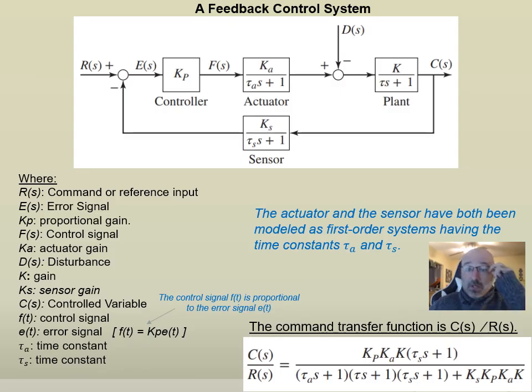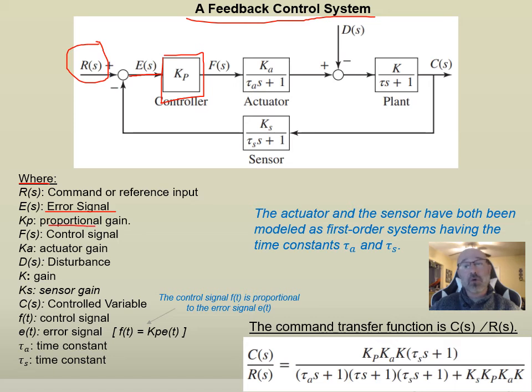So now we're going to look in a little bit more detail at the individual components of this feedback control system right here. We can see we start off with our R(s). I've listed out everything down here. Our R(s) is our command, or our reference input, going into our system. Then you can see here is our E(s), or our error signal. Then we come into our controller. Over here we have K_P, where K_P is our proportional gain. Then we have our F(s), or our control signal, coming out of our controller over here, going into our actuator.